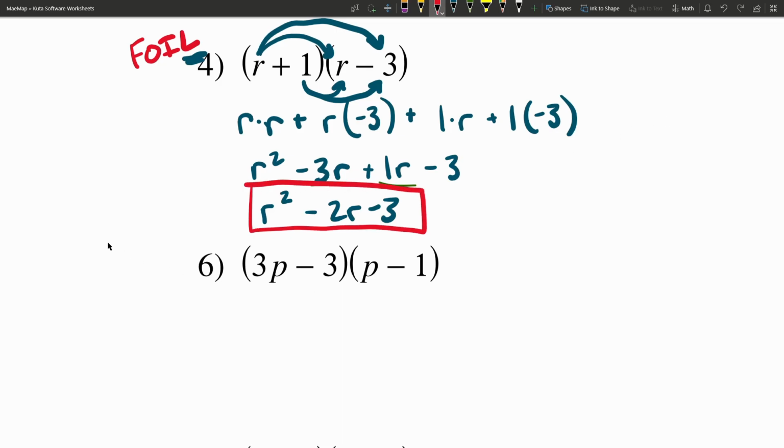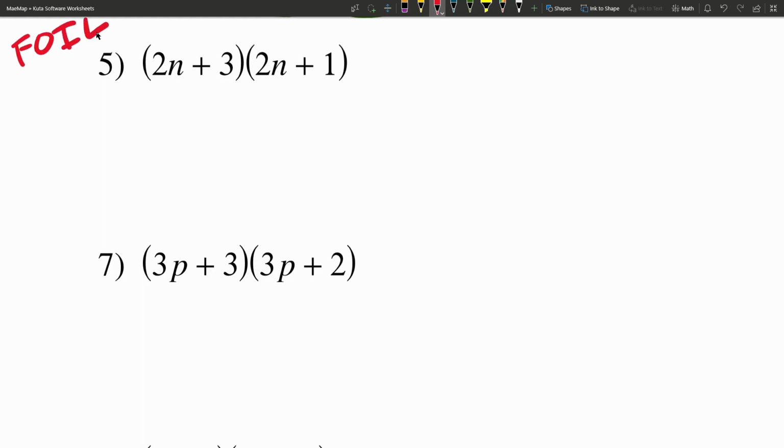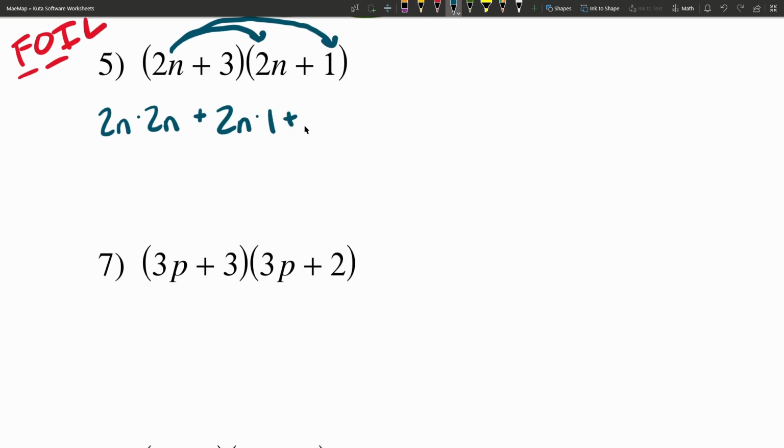Let's move on to number 5. In number 5, starting with the first terms, we're going to do 2n multiplied by 2n. Then we're going to add that to our outside terms. So that's going to be the first term of the first binomial and the last term of the second binomial. So 2n times 1. Then adding that with our inside terms, 3 times 2n. And then finally, our last terms, 3 times 1. And everything was added, so no need to switch any signs up.